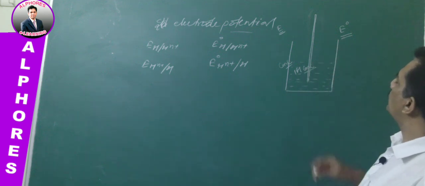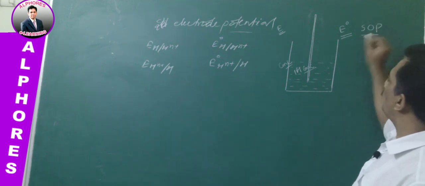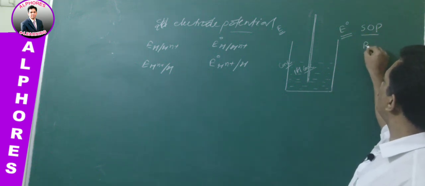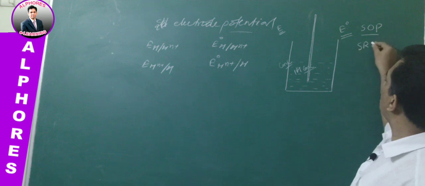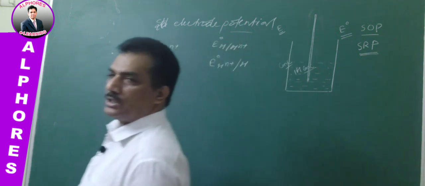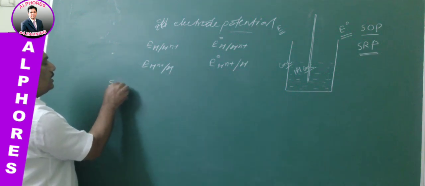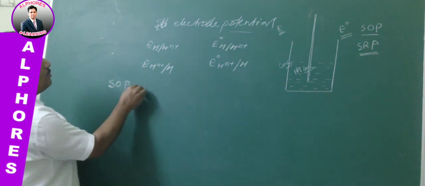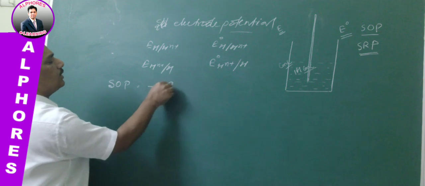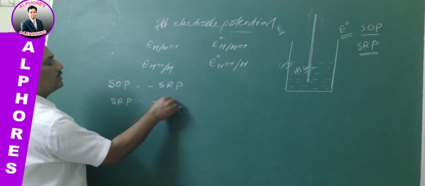If it is oxidation potential, it is considered the standard oxidation potential, SOP. If it is related to reduction, then it is represented as the standard reduction potential, that is SRP. These are the two electrode potentials in their standard conditions. Clear? Now when we know the SOP of any element, then simply by taking the negative sign of this SOP, it is nothing but the SRP. Similarly, SRP is nothing but the opposite sign, that is the negative sign of SOP.